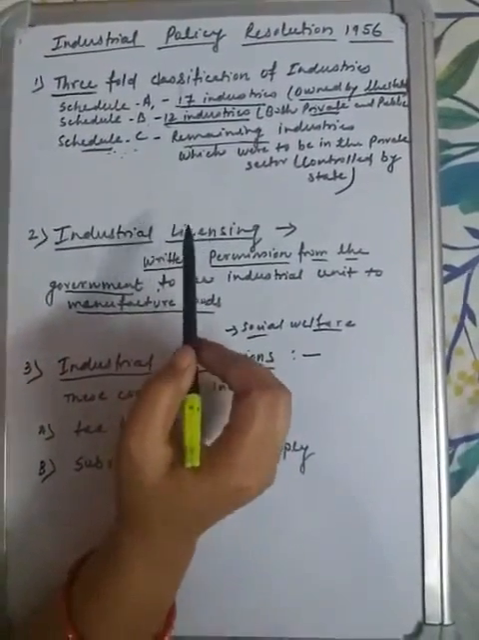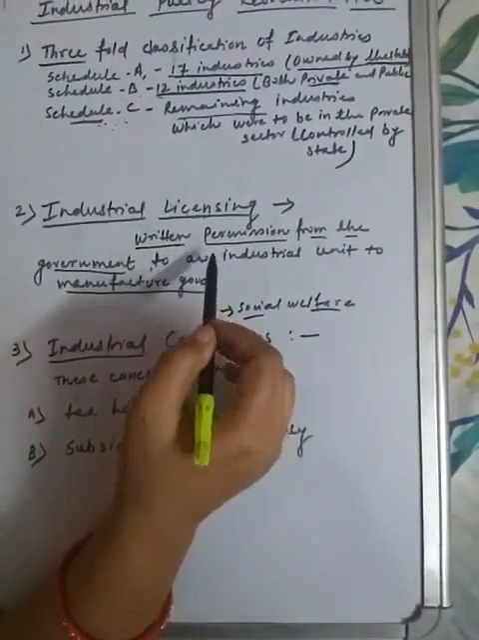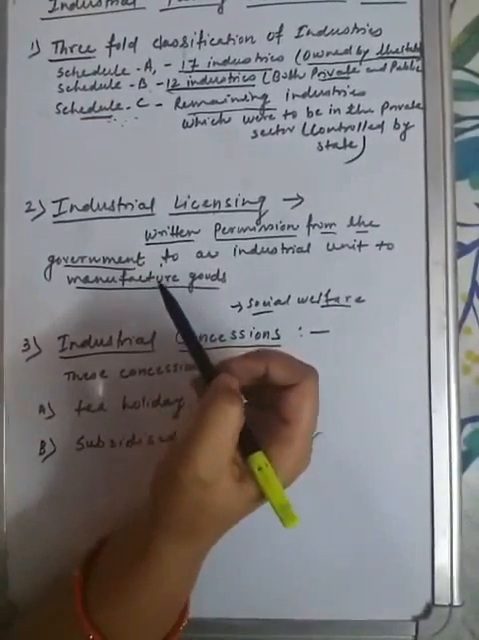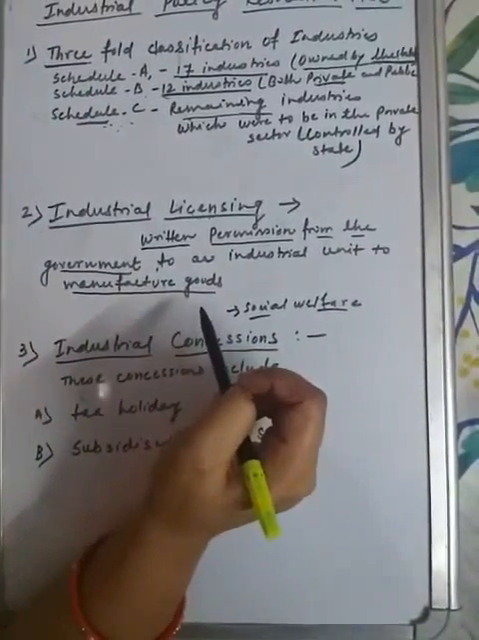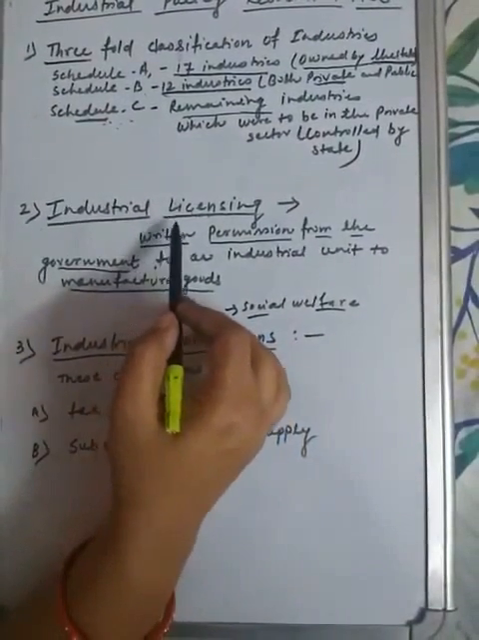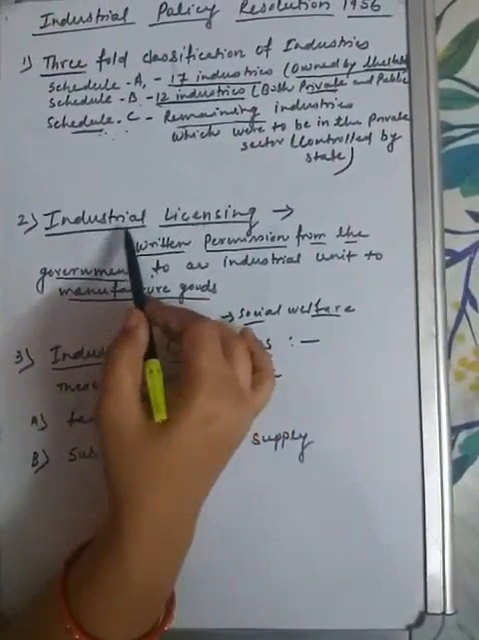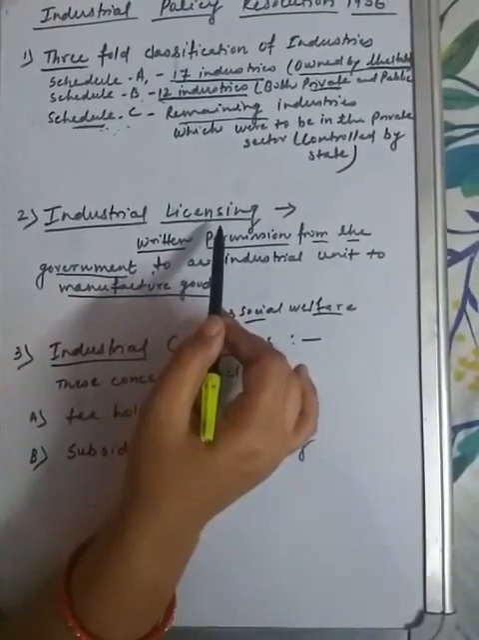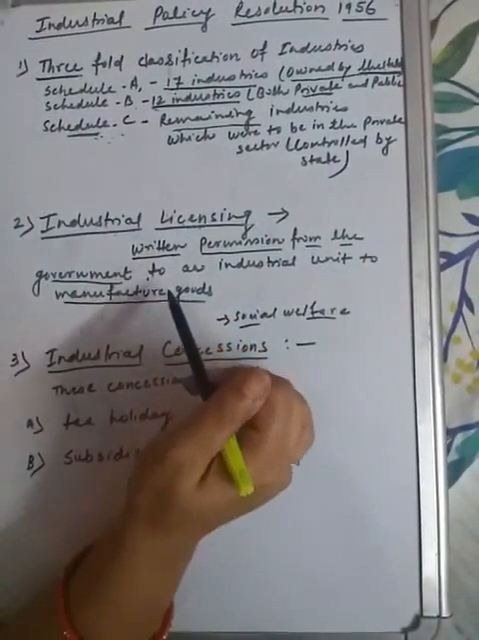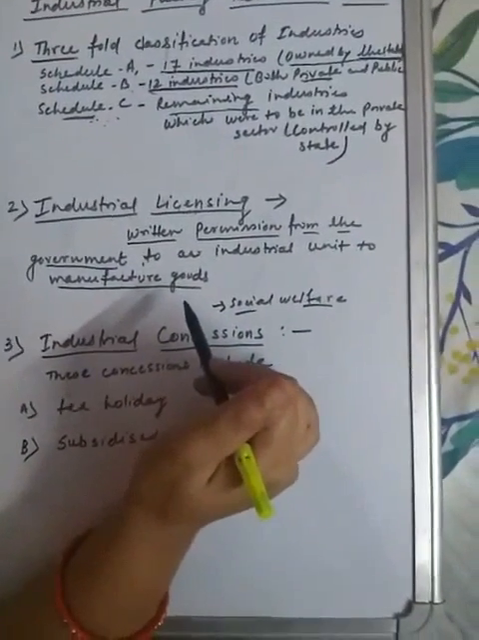And the second one is expansion of existing industries. And the third one is diversification of product. And all these steps were started by the government, because the government is more interested in promoting social welfare rather than private profit.